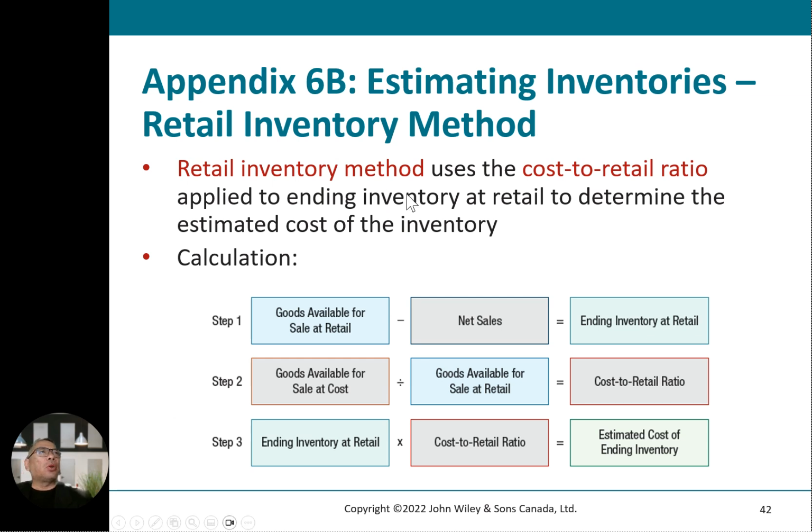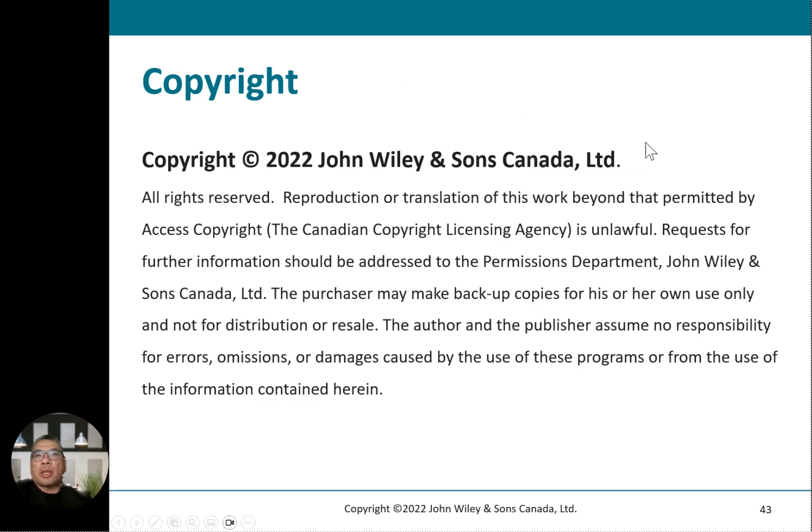Okay, guys. So look at this retail inventory. This is three steps. Step one, step two, step three. The first one, let me repeat: ending inventory at retail means goods available for sale at retail minus net sales. Step two, goods available for sale at cost divided by goods available for sale at retail equal to cost to retail ratio. Step three will be ending inventory at retail times cost to retail ratio. We're going to get estimated cost of ending inventory. Okay, so that basically concludes this chapter.